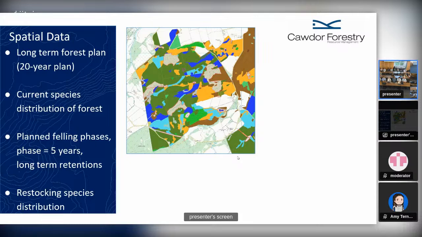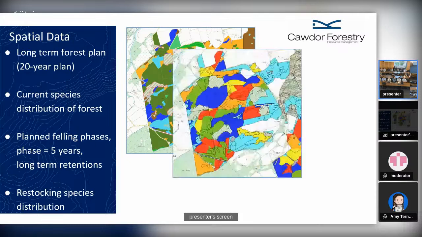Then the long-term forest plan layers would be the felling phases. So we use the standard Forestry and Land Scotland shading for the felling phases. So the red is the first phase. Each phase is 5 years, and a long-term forest plan looks at a 20-year span. So the first phase is the red areas. They're all going to be felled in the next 1 to 5 years. The orange areas in 5 to 10 years. Yellow phase 3 and green's phase 4.